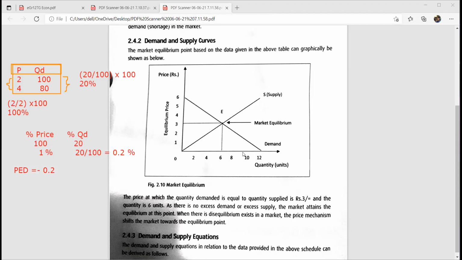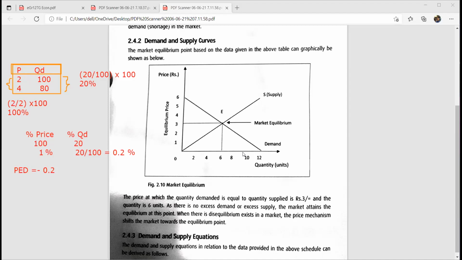Look at the definition. The sensitivity that exists between the price of a good and the quantity demanded, or in other words, the value that shows the percentage change in quantity demanded of a good resulting from a 1% change in price of that good, is referred to as price elasticity of demand. So it says clearly.